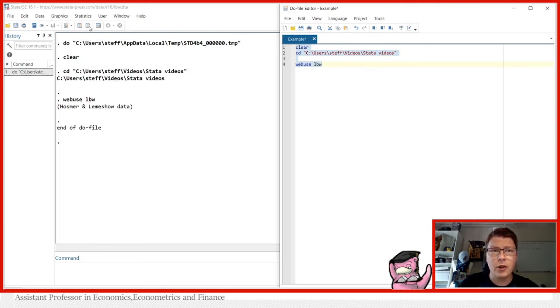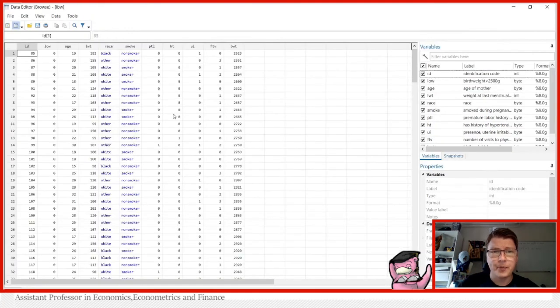Let's first take a look at what we are actually dealing with. We're dealing with a dataset where the dependent variable is whether or not a woman gave birth to a child that was considered low birth weight. In this case, the outcome variable low will be 0 if the birth weight was above 2,500 grams or 2.5 kilos, and 1 if it was below.